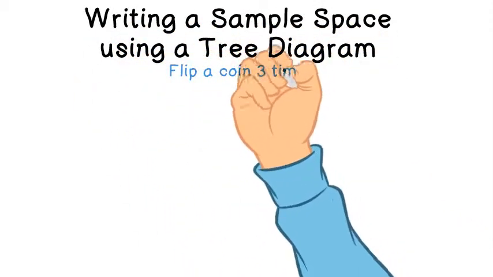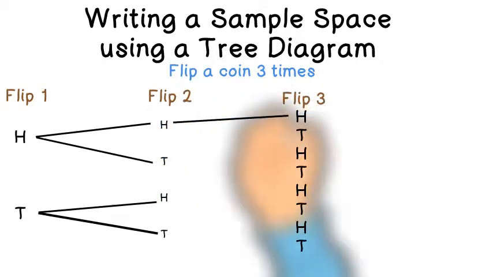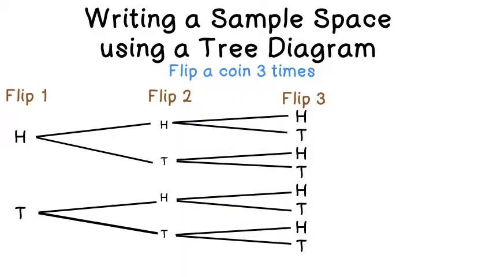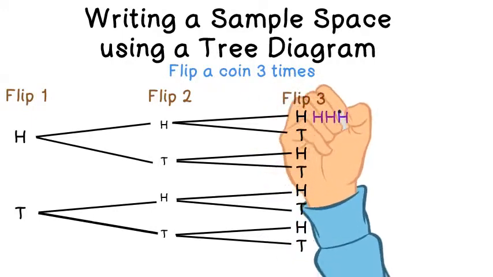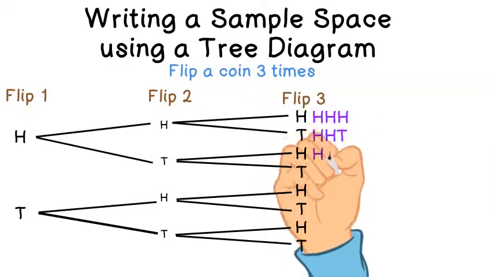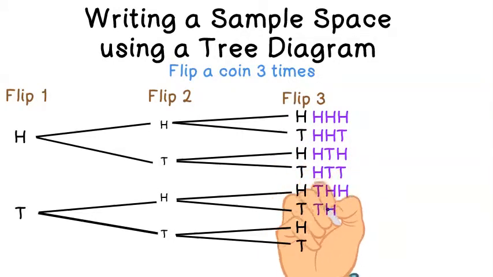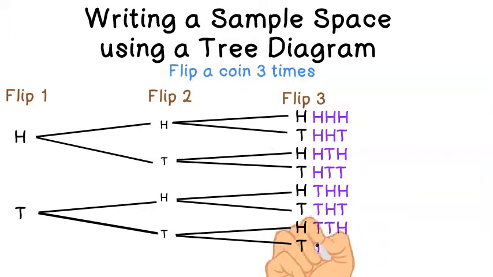Here's another example of a sample space using a tree diagram. This time it's flipping a coin 3 times. So on the first flip, I could get heads or tails. On the second flip, I could get heads or tails after each of the 2 heads or tails. And on the third flip, I can get heads or tails after each one of those heads or tails. And then reading left to right, I can read the sample space. So I could end up with heads, heads, heads, or heads, heads, tails, or heads, tails, heads, heads, tails, tails, tails, heads, heads, tails, heads, tails, or tails, tails, heads, or tails, tails, tails. That's the entire sample space.